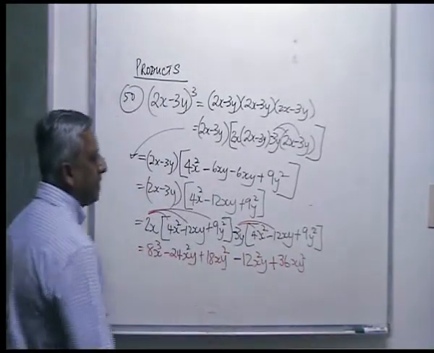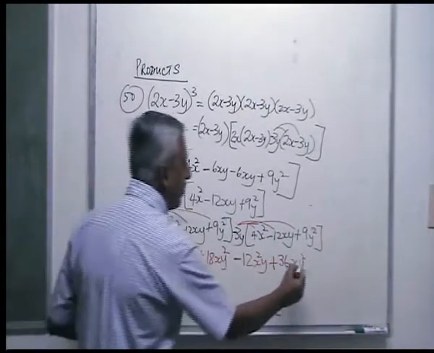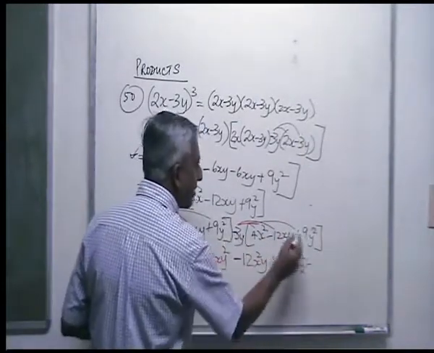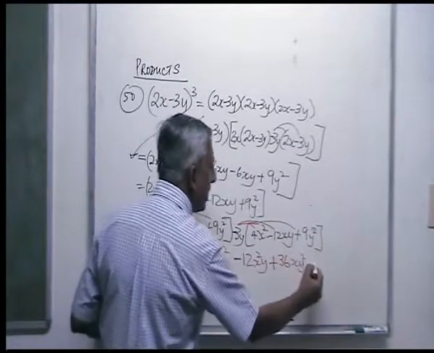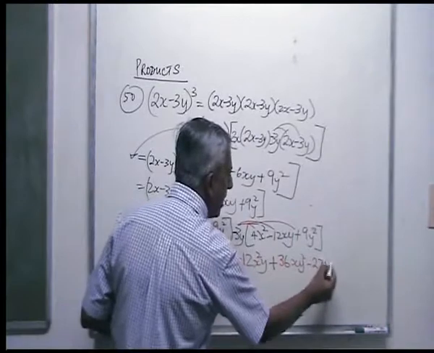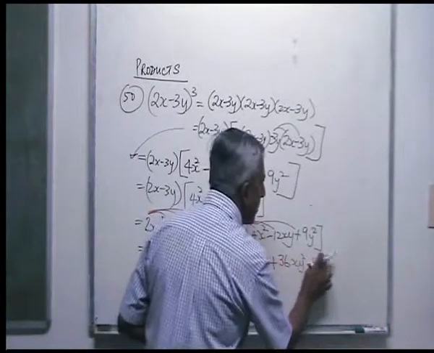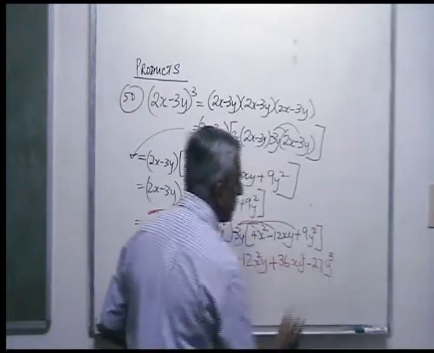Right? And finally, minus 3 times that: minus times plus gives you minus. 3 times 9, 27. y times y squared gives you y cubed. Let's write that properly.